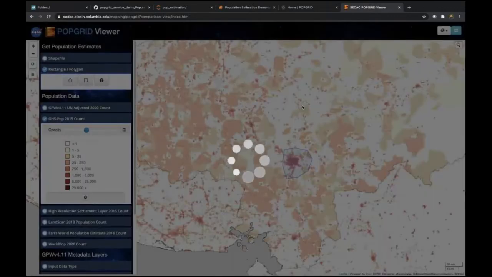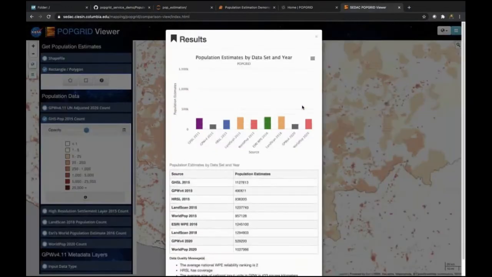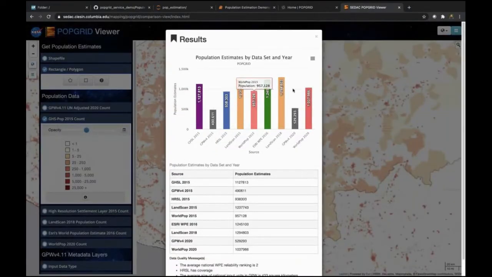And right now it's taking about 20 seconds or so to process each of these jobs. We're actually working on rolling out new servers that should hopefully make this a slightly faster process. But then you get a bar chart showing you the population from all of the data sets available in this area from partners in the POPGRID Collaborative. And you can mouse over and see the total population from each data set.